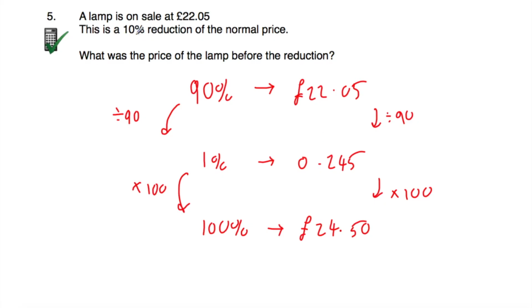So in this question, we were told that the price was reduced by 10%. So we're left with 90%, and that's equal to £22.05. We've then found 1%, and then we've times that by 100 to find 100%. And that's it. Okay, so that's one approach. Now let's have a look at multipliers.